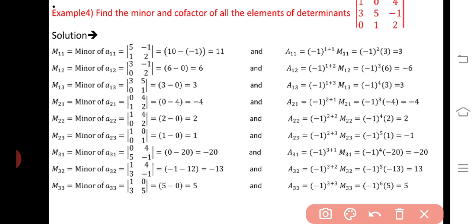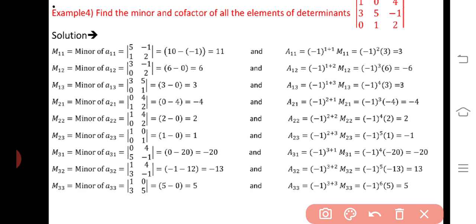Then minor of 3 3. Delete third row, third column. What are the remaining elements? 1 0 3 5. Simplify this: 1 into 5 is 5, 3 into 0 is 0, minus 0 will get 5. Minor of 3 3 is 5. Then cofactor of A33 is minus 1 to the power 3 plus 3 into minor of 3 3, which is 5. Minus 1 to the power 6 is 1, into 5 will get 5. This is how to find the minor and cofactor.